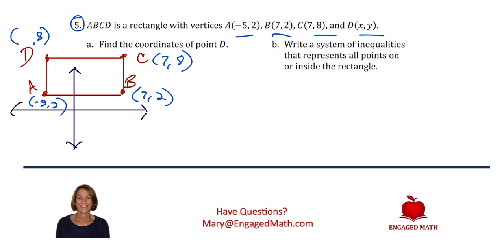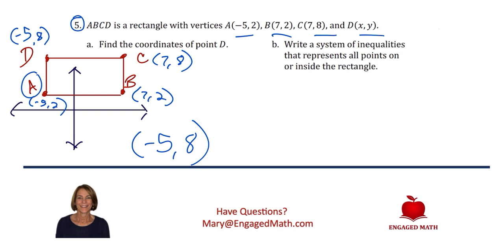And since the y coordinate at point C is 8, it must be 8 at D as well. And then for the x coordinate, it also must stay the same. So the x coordinate of point D must be -5, just like it is for vertex A. So the answer to part A should be -5, 8.